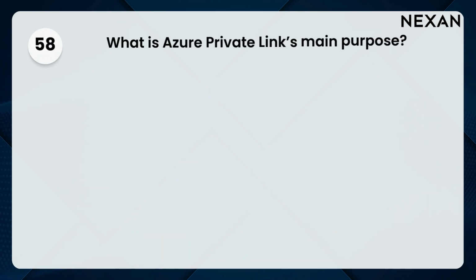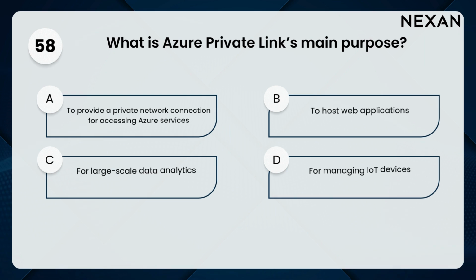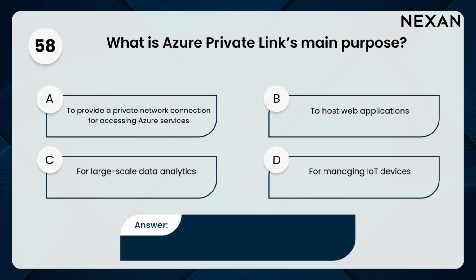58. What is Azure Private Link's main purpose? A. To provide a private network connection for accessing Azure services. B. To host web applications. C. For large-scale data analytics. D. For managing IoT devices. Answer: A. To provide a private network connection for accessing Azure services.